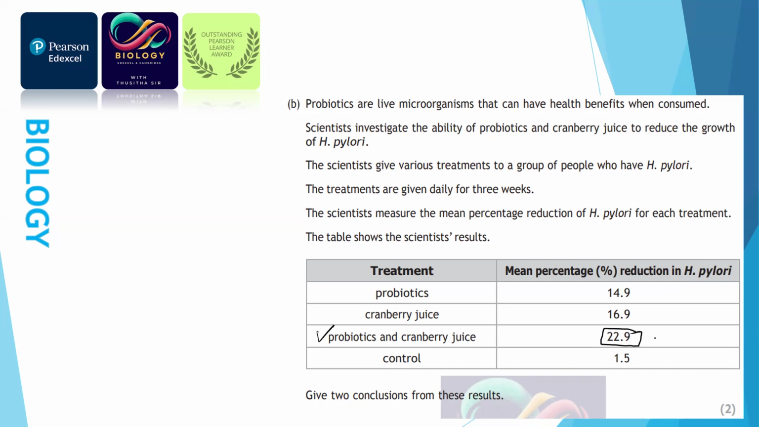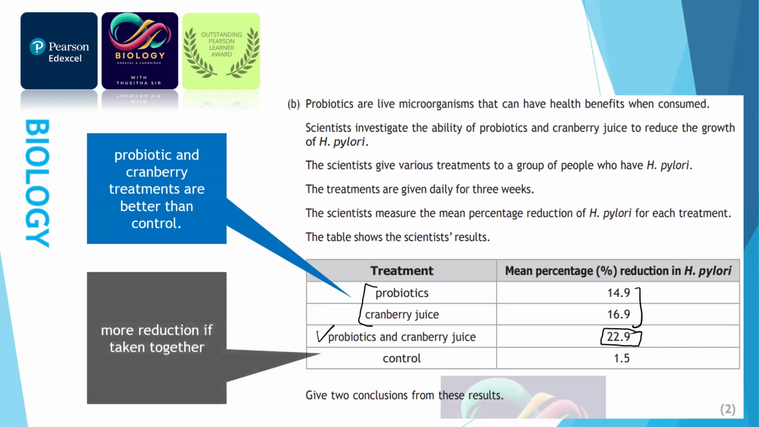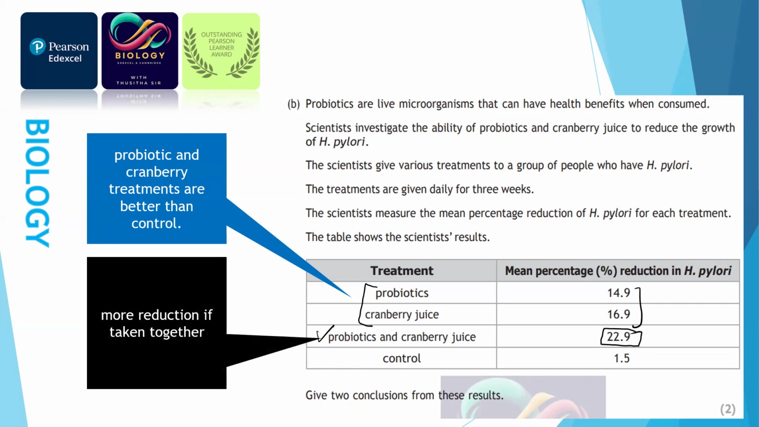That's one conclusion. Second conclusion, probiotics and this cranberry juice somehow both reduce, but the best is together. So the conclusion is both reduce, number one. Second conclusion, the combination is the best. Probiotics and cranberry treatment are better than control. More reduction if taken together. Even in a conclusion, you don't want to write too much, just one sentence. Probiotic and cranberry treatments are better than control. One small sentence. And make the sentence very small. That's how we address the conclusion.